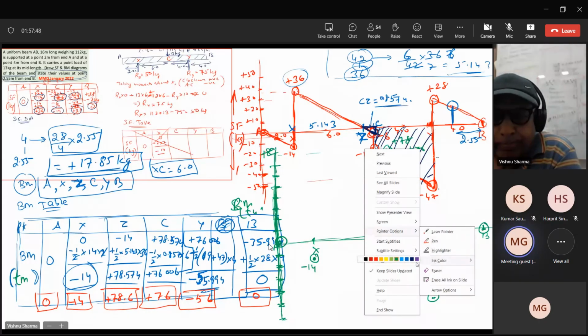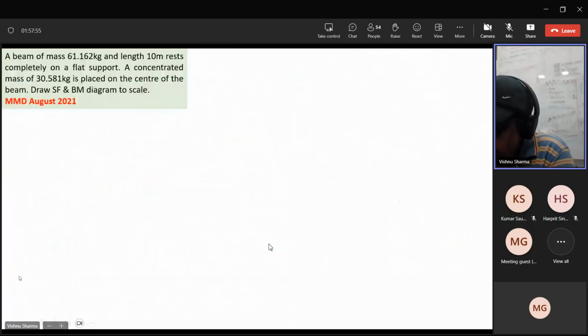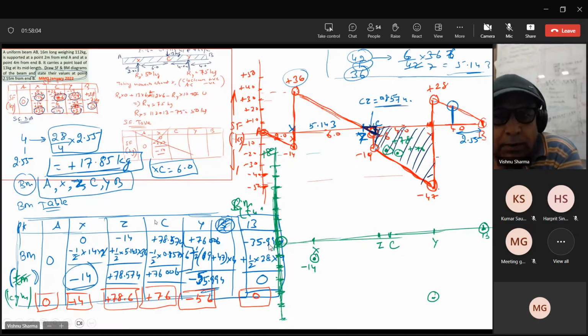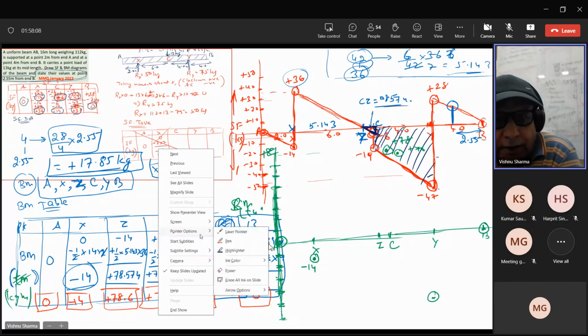Sir, BM unit will not be kg meter? Oh, it is kg, is it? Okay. Sorry, my mistake. I took it as ton. It's kg. You're right. It's given in kg. I thought I was doing a ton question. Thank you. It's kg meter. BM is kg meter, not ton meter. Sorry. I thought the weights are given in tons. My mistake.